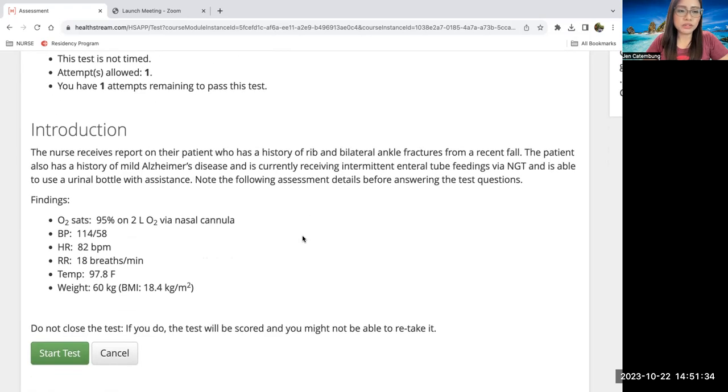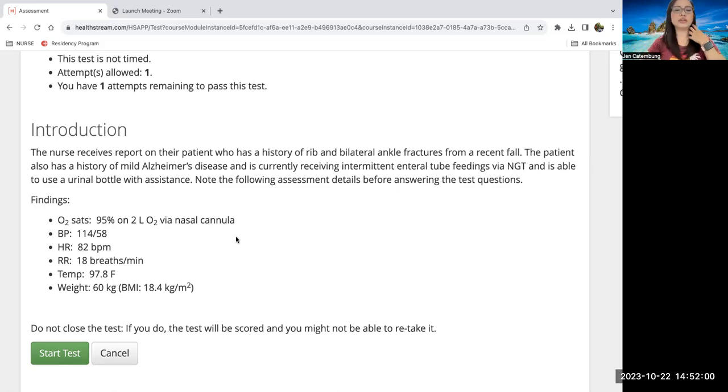Findings: oxygen saturation 95% on 2-liter oxygen via nasal cannula, blood pressure 114/58, 82 beats per minute, 18 breaths per minute, temperature 97.8 Fahrenheit, that's 37.1 degrees Celsius. Weight 60 kilograms, BMI is 18.4 kilograms per meter squared.